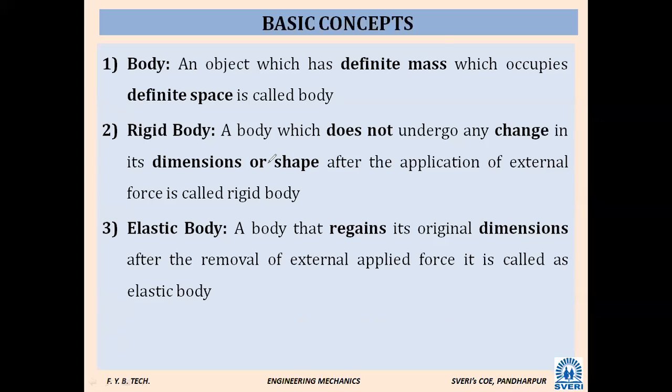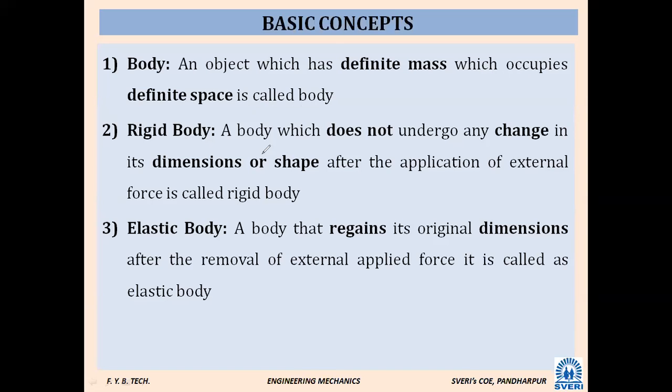Body means what? An object which has definite mass and which occupies definite space is called a body, as far as our subject is concerned. Now this you have to write in your notebook. This is the core part of our syllabus. Either you can take a screenshot or write in your notebook. Body: an object which has definite mass and occupies definite space is called a body.